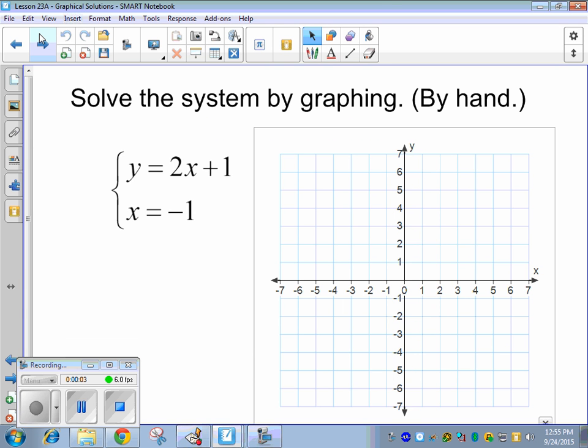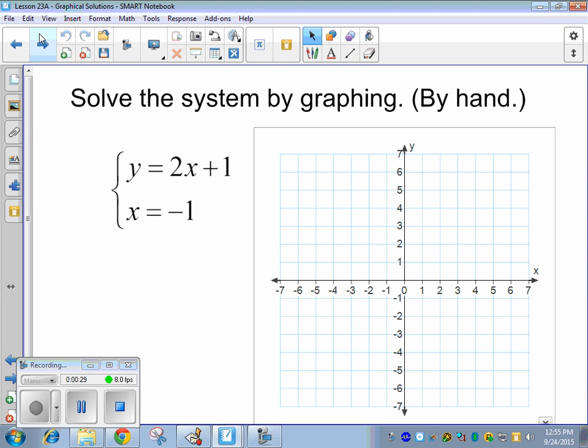Okay, so write that down. y equals 2x plus 1, and x equals negative 1. And then draw yourself a little grid, an XY grid. So first you're going to solve for y, but this one's already solved for y, so they already did that for you, okay? Then you're going to graph the lines on your graph.